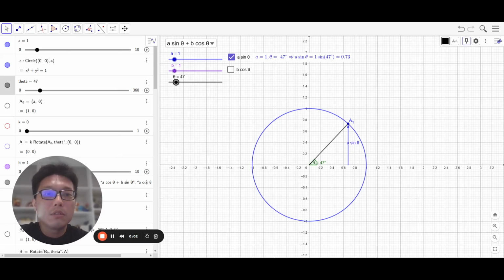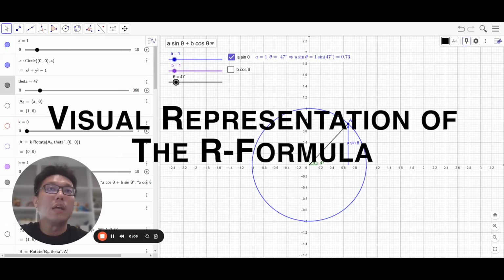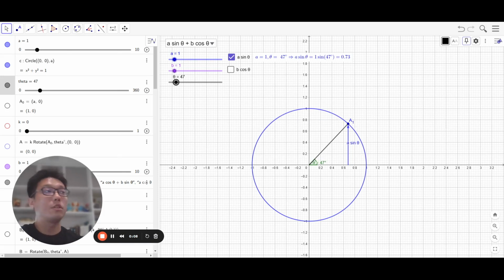Alright, hello everyone. In this video, we're going to talk about the visual representation of the R formula. Before we begin, let us do a quick recap on trigonometry in 360 degrees, whereby we go back to the definition using the unit circle. Here we have this blue circle, which is a unit circle, radius 1. And here we have theta is 47 degrees.